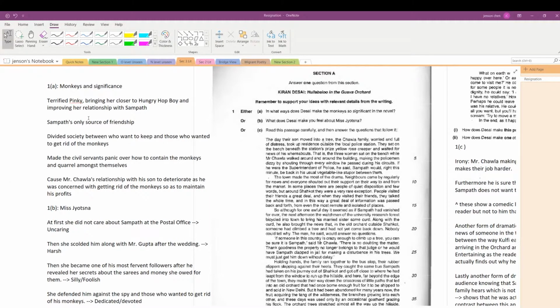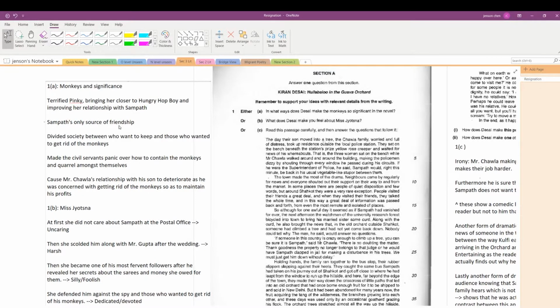Okay, so first of all, I'm going to mention what they did and then the point. Alright, so obviously if you have your point, you should rephrase the statements over here. So first of all, I'll mention how one of the things the monkeys did was the monkeys actually brought Pinky closer to Sampath. In fact, one good way to organize your question would be to link it to Sampath throughout.